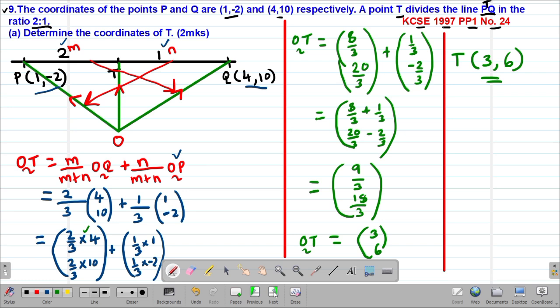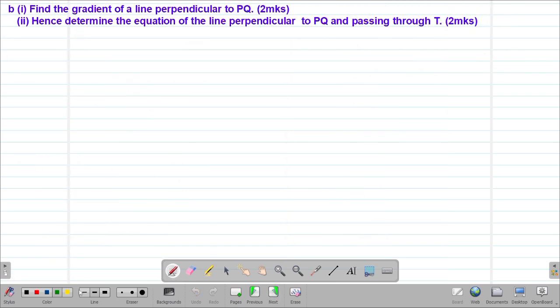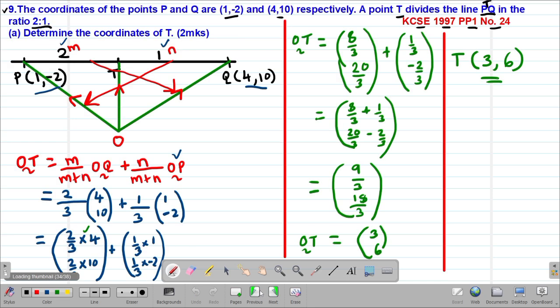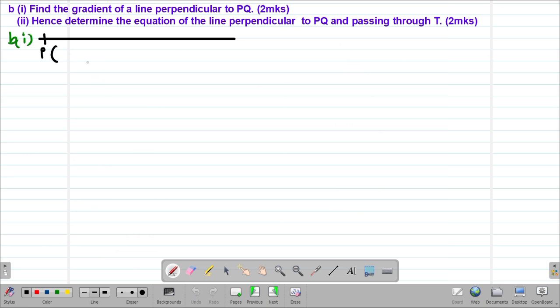Then we check part B of the question, which reads B Roman 1. So in B Roman 1, we are told to find the gradient of the line PQ. So of course, to get the gradient of the line PQ, we just need to have the coordinates of the points P and Q. So let me sketch this particular line PQ here. So of course, we have this particular line PQ. So on one side, we had the coordinates of point P. P was given by, let me refer back, P was 1, negative 2. So this is 1, then of course negative 2.